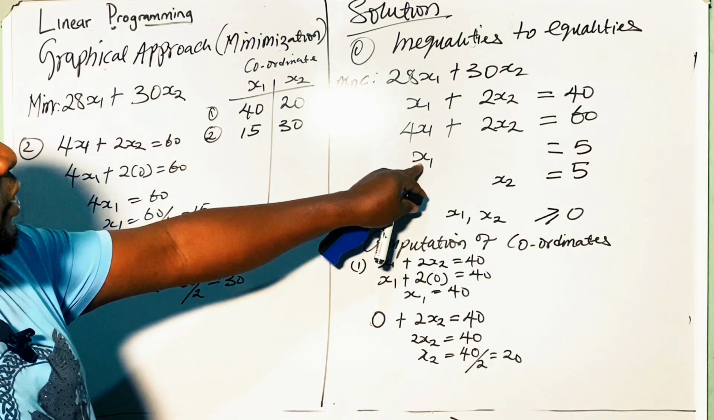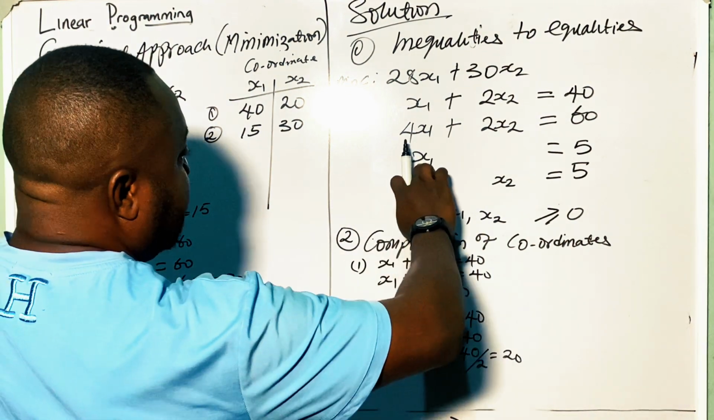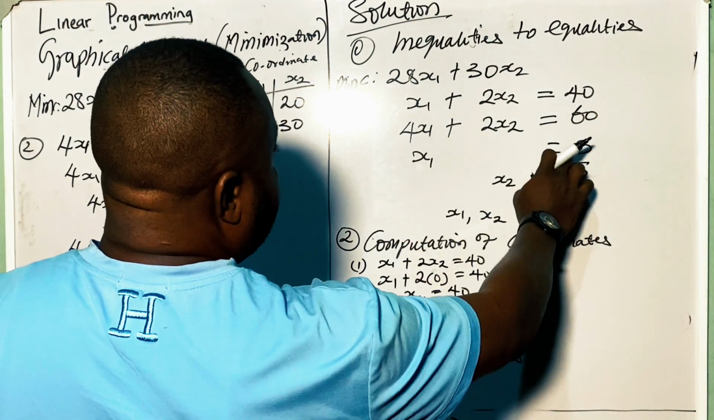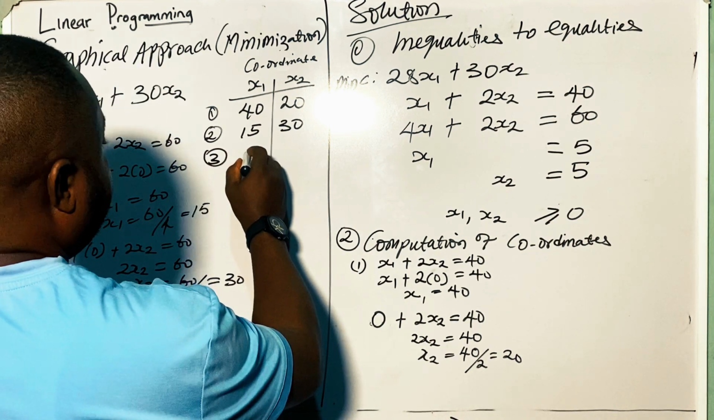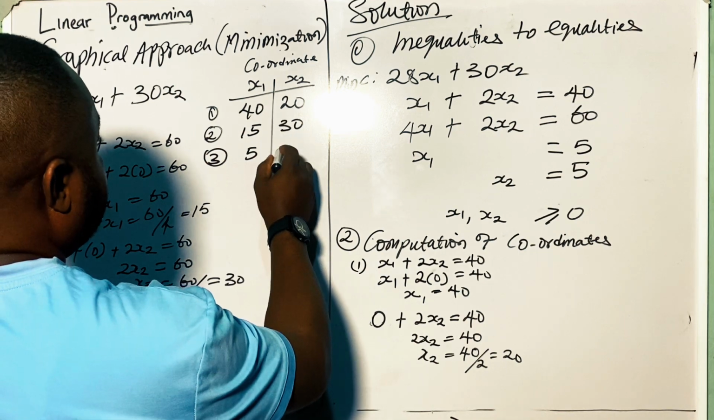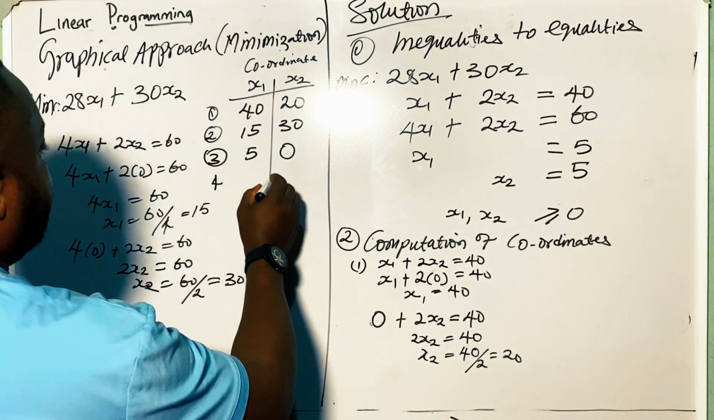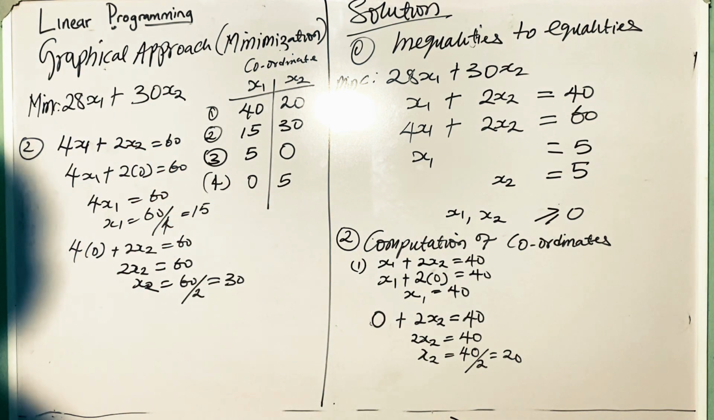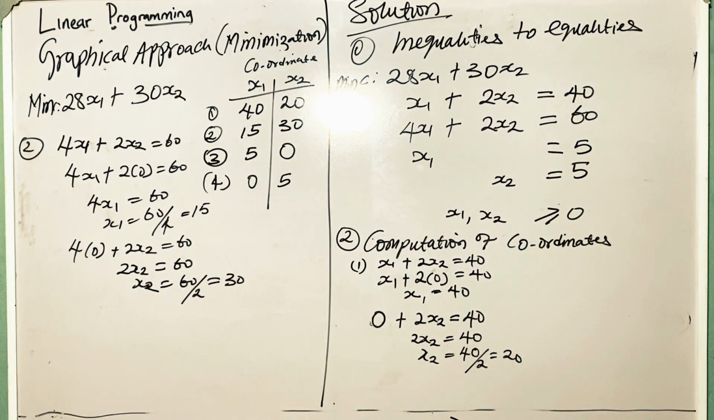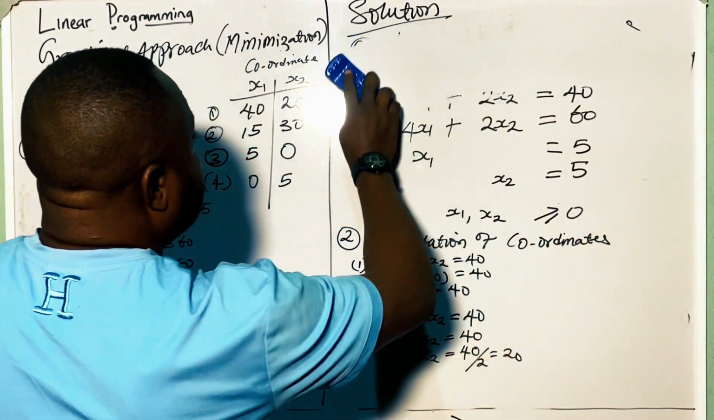Then for structural constraint 3, it's a maximum requirement rather. So I have x1 to be 5, so this is 3 here. x1 will be 5 and x2 will be 0, and x2 will also be 5, with x1 being 0 and x2 being 5. Having done this, we will use this to graph the constraints quickly.